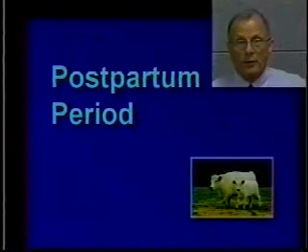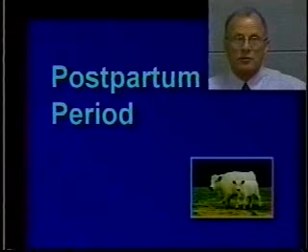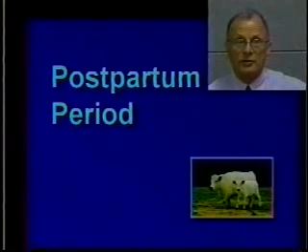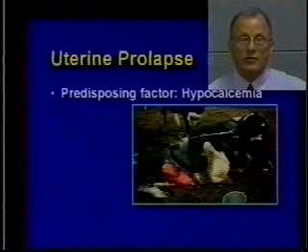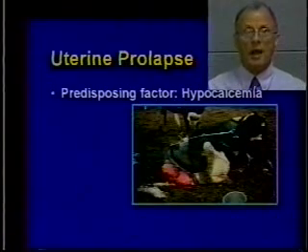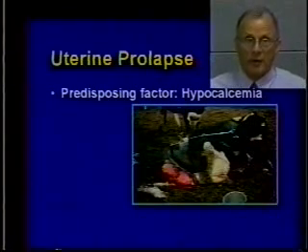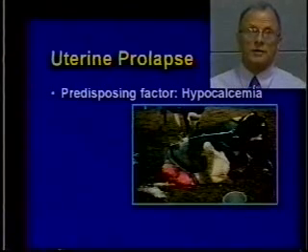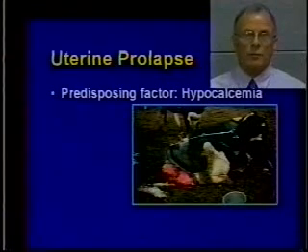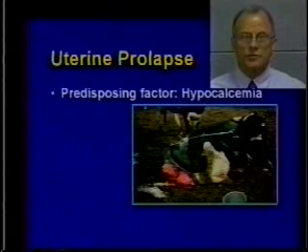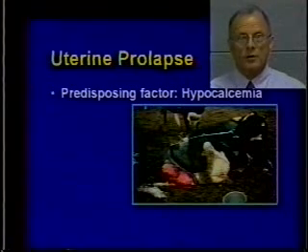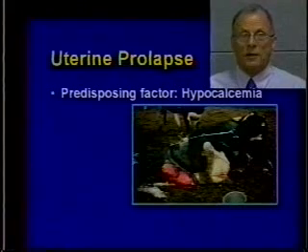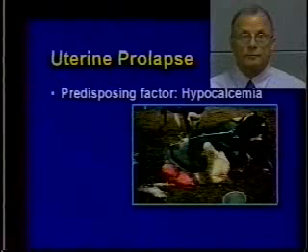Well, the postpartum period, or the puerperium as it's sometimes called, is a very critical time in the life of this transition cow. Tremendous changes take place, and there are things that can happen immediately after calving, such as prolapse of the uterus. This happens in cows that have very poor uterine tone, say as a result of hypocalcemia, the most common predisposing factor, and it can come out very, very rapidly.